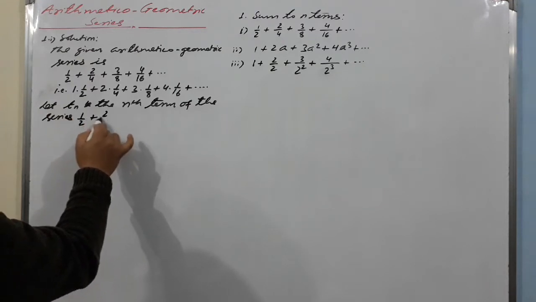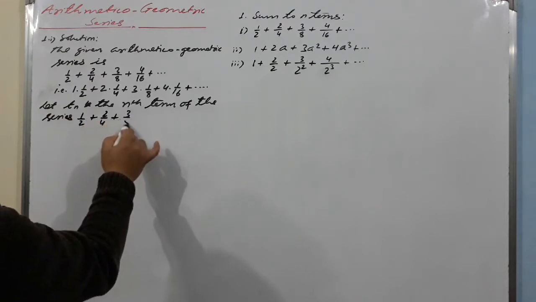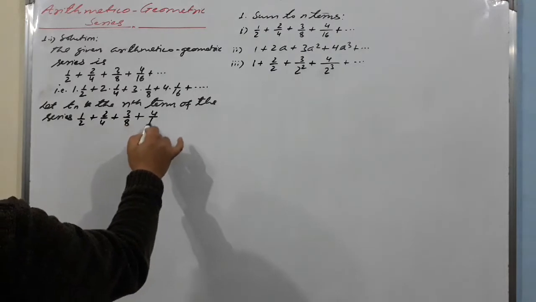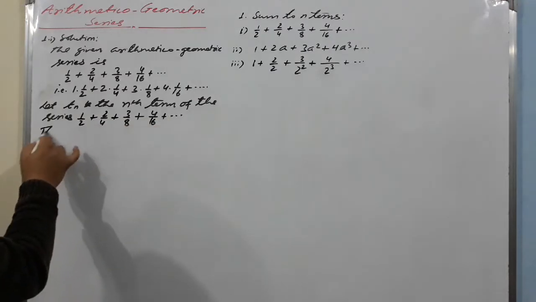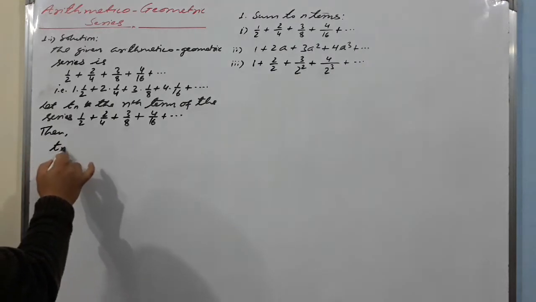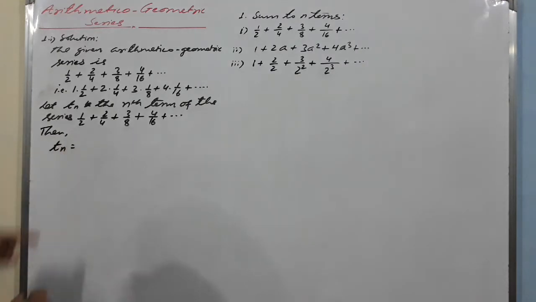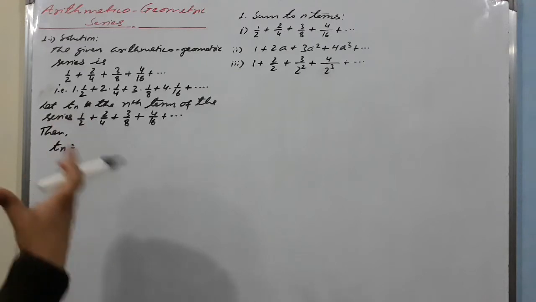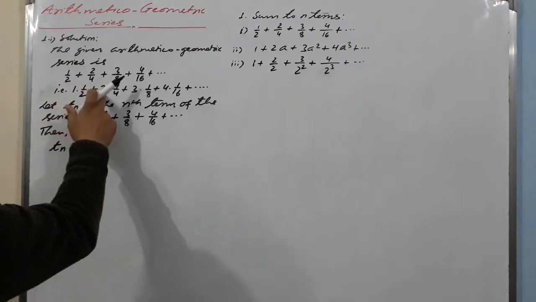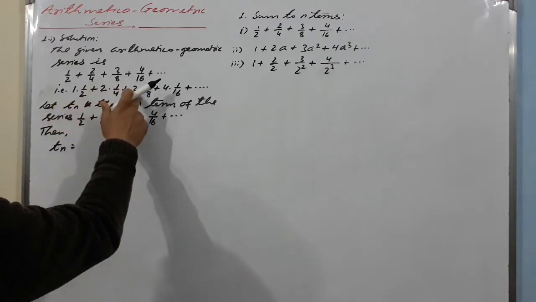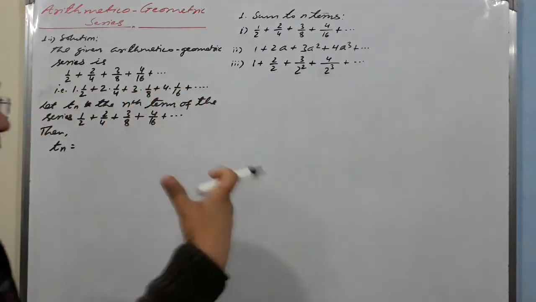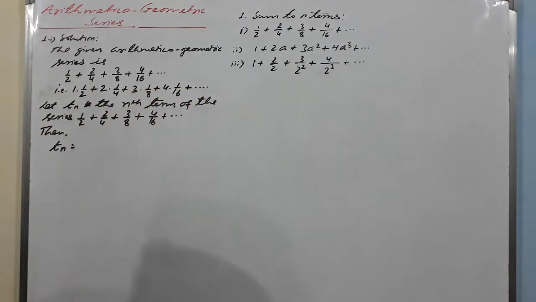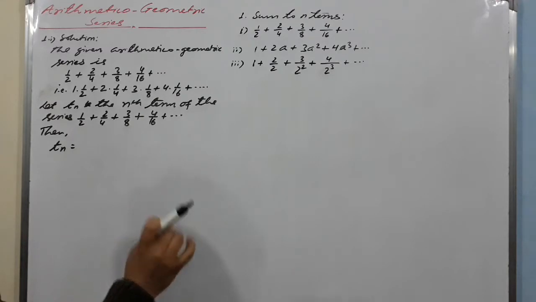1 by 2 plus 2 by 4 plus 3 over 8 plus 4 over 16 plus dot dot. Then Tn, we can write down this way because we have two series here. The sequence 1, 2, 3, 4, dot dot dot. These numbers are in AP, so you have an arithmetic sequence.